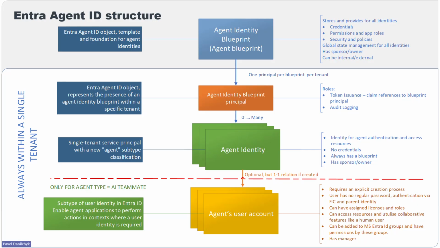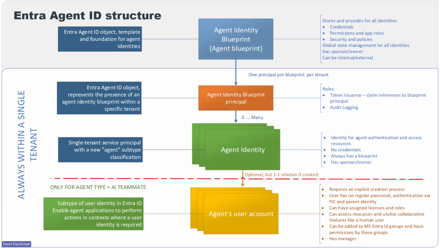The blueprint principal is an object which we have on every tenant where we have our blueprint. It doesn't matter whether we created it internally or decided to use an external blueprint. A good example is the Copilot Studio agents blueprint, which is Microsoft provided and managed, and for every tenant it will be external.